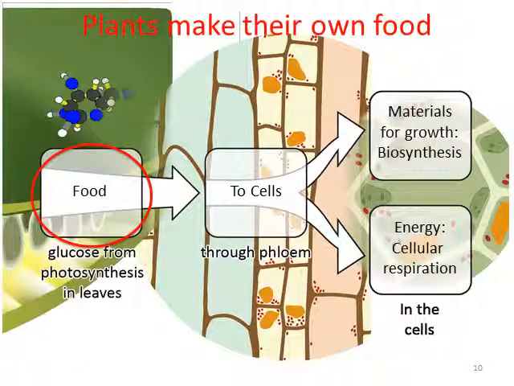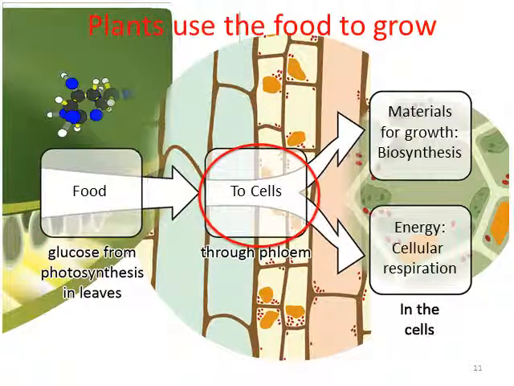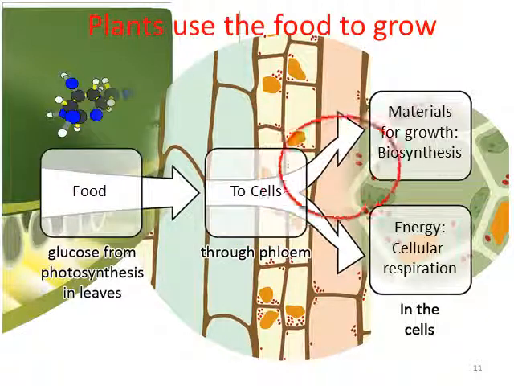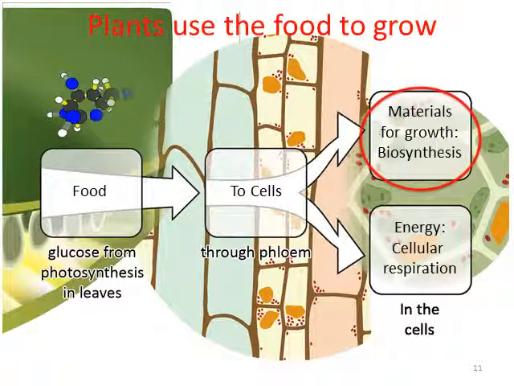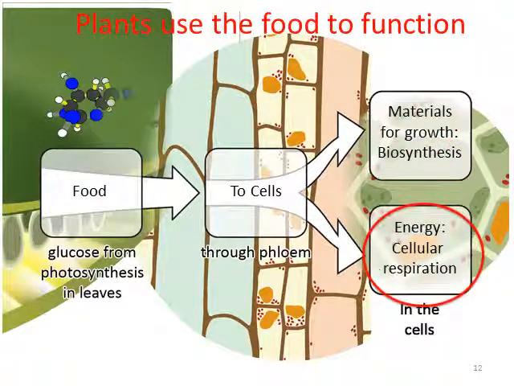So let's put this whole picture together. We start with food, plants making their own food. They're making their glucose, and they do that in the green parts. Then they're going to use that food to grow, so they're going to transport that food through their phloem to all the cells, not just the roots, but all over the place. And they're going to be using those to grow, and also so that they can function, and that's the cellular respiration piece. Okay. So there you have it, how plants grow, move, and function in a nutshell. Good luck.